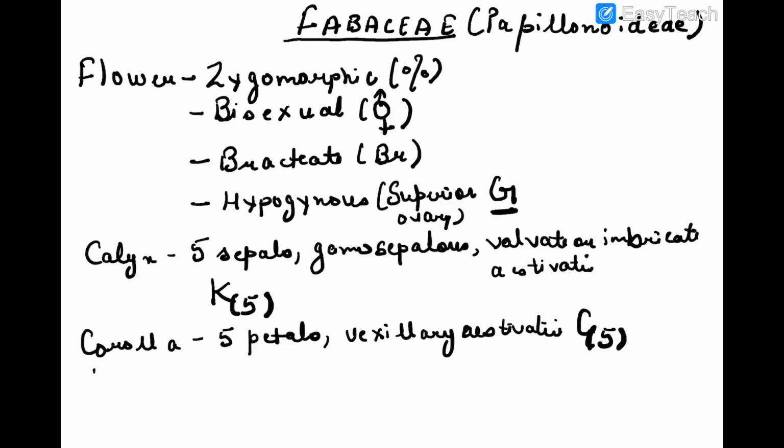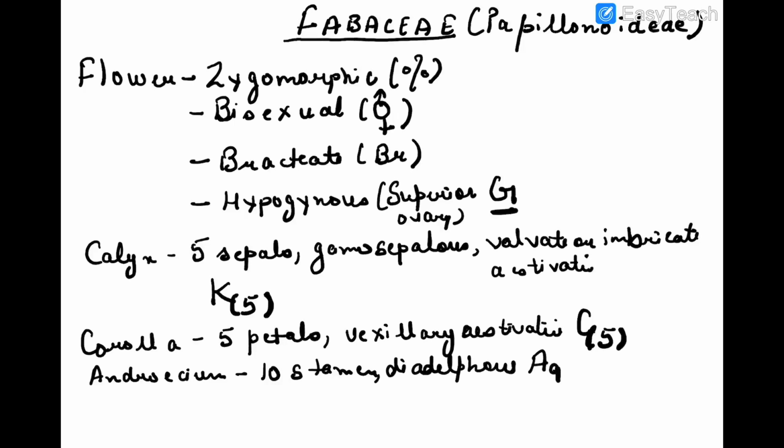Now let us talk about androecium. Androecium has 10 stamens that are diadelphous. That means androecium is in a group of 9 plus 1, in which 9 stamens are fused and 1 is free. I have already discussed that diadelphous means stamens in 2 groups. 9 are fused and 1 is free, so 9 plus 1, 10.